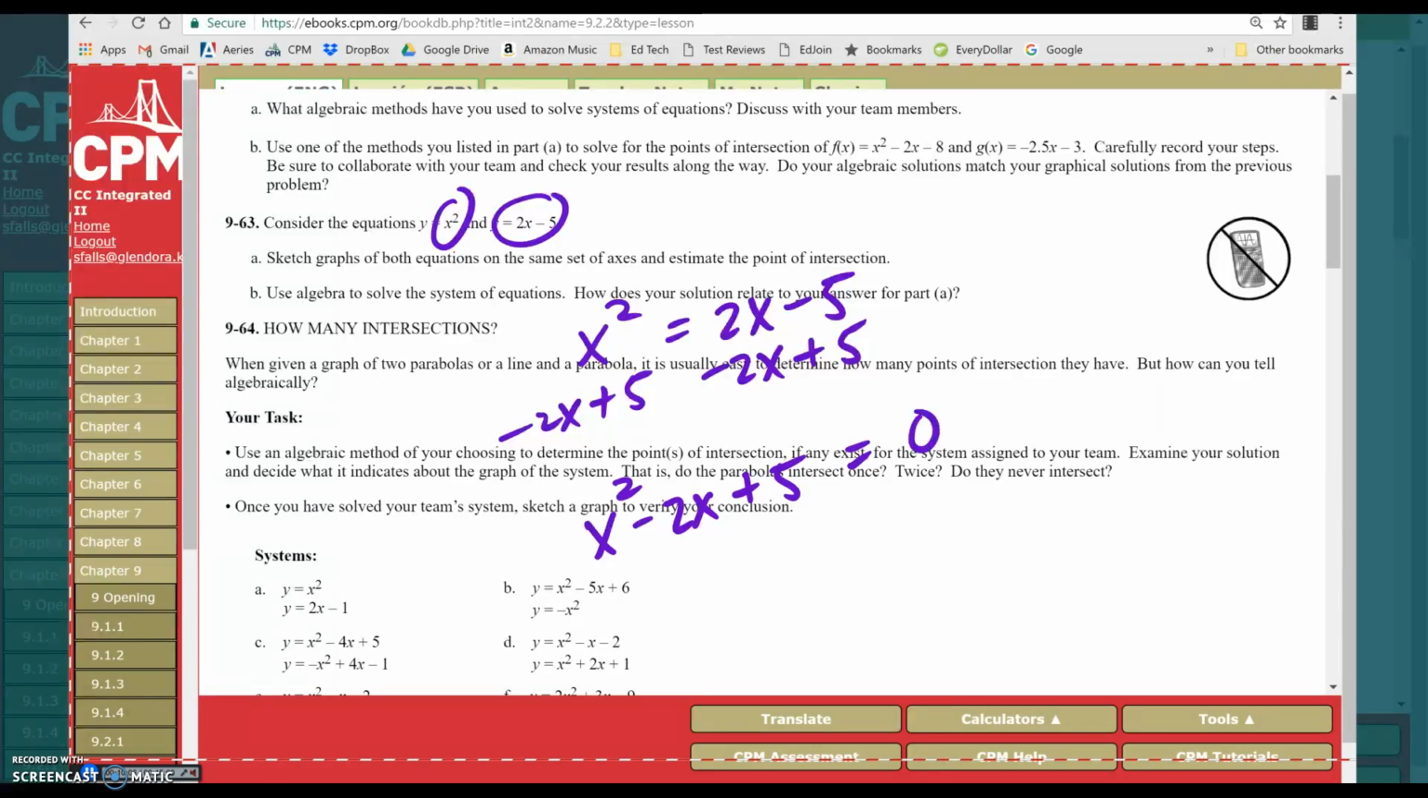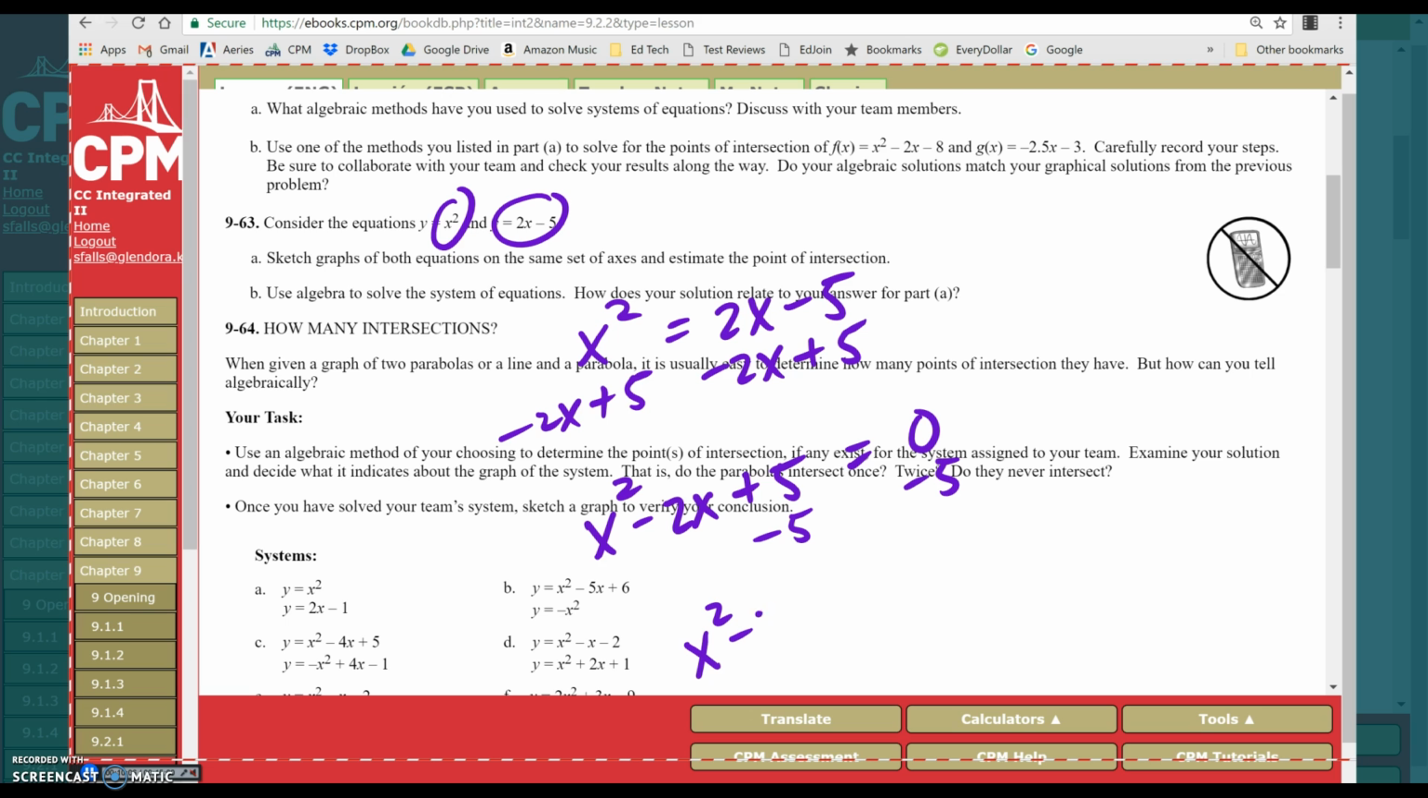And then I always tell you guys, try and factor from here. So what times what is 5 and adds to make negative 2? Hopefully you're thinking nothing, because that would be correct. So this is not factorable. So I'm going to complete the square here, just instead of factor. So let's subtract 5 from both sides to complete the square.